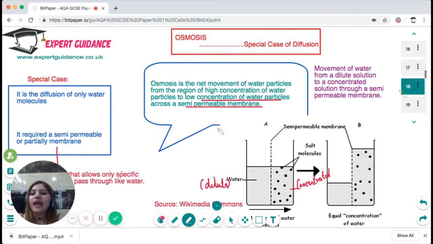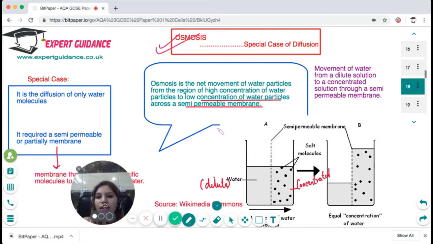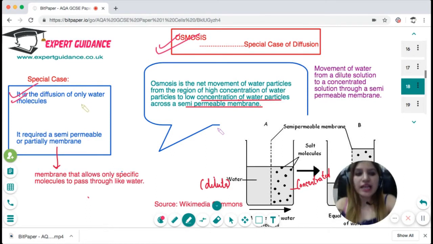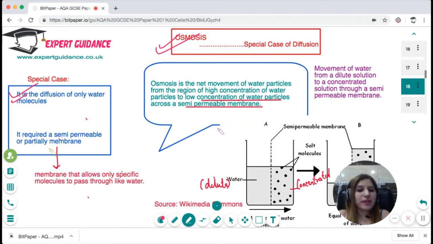Now let us look at another special case of diffusion called osmosis. Why is osmosis a special case? Because there are two special things in osmosis. First, it is the diffusion of only water molecules. Diffusion can be of any substance, but osmosis is the diffusion of just water molecules. And second, a semi-permeable membrane, or partially permeable membrane, is required. What is a semi-permeable membrane? A membrane that allows only specific molecules to pass through, like water.